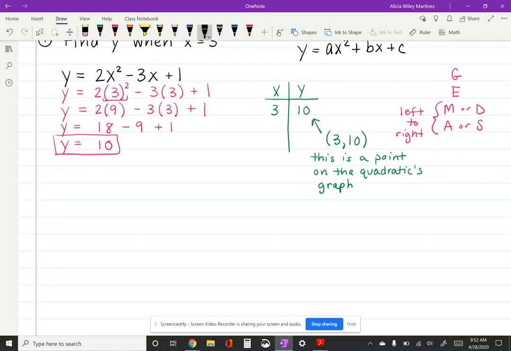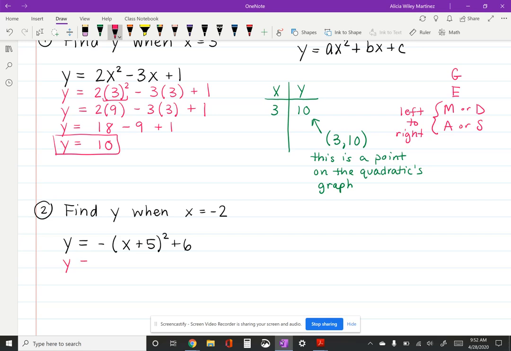Let's move on to a second example. There are other ways that quadratics can look. Another way a quadratic can look is y equals negative times the parenthesis x plus 5 to the second power plus 6. So for this problem, we're going to find y when x equals negative 2. So in the place of x, I'm going to put negative 2. You can see everything else, I'm writing it exactly how I see it.